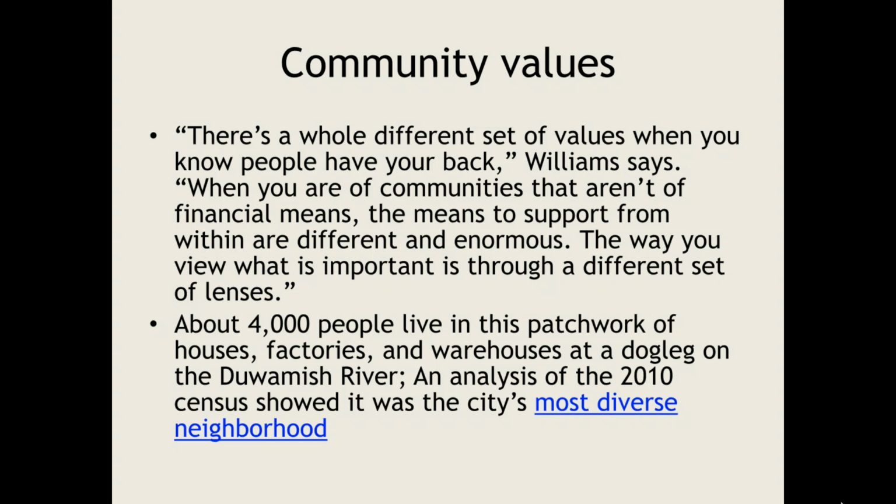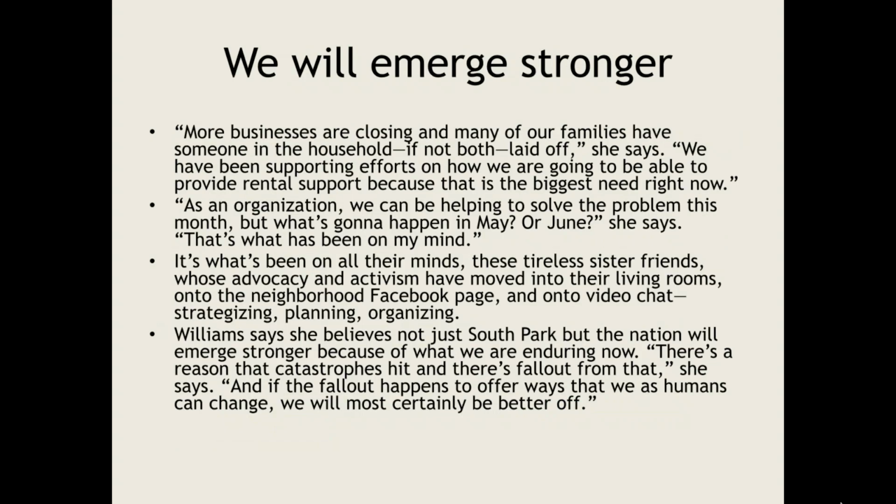She says there's a whole different set of values when you know people have your back, Williams says. When you're in communities that aren't of financial means, the means to support from within are different and enormous. The way you view what is important is through a different set of lenses. About 4,000 people, very diverse population. I'll just end with the end.